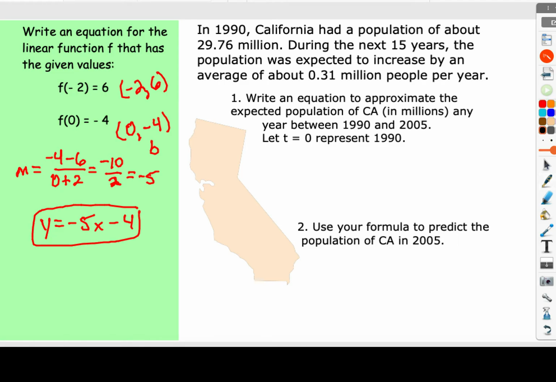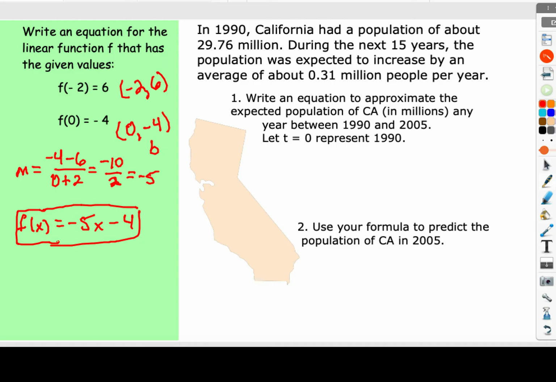Now I do want to be careful because notice the initial problem was f of 0, f of -2. So instead of saying y, why don't we be specific here? This is f of x, right? It's a function of x: -5x minus 4.